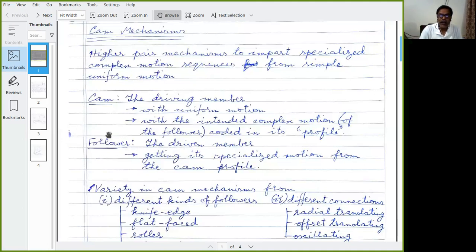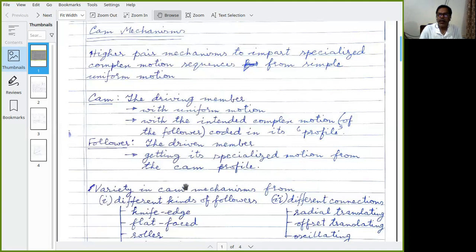The follower is the driven member, which is pushed by a jutting out segment of the cam profile to move out, thereby opening, and similarly to come down when that segment of the cam profile turns away from the follower. So this is the driven member, and it gets its specialized motion from the cam profile.